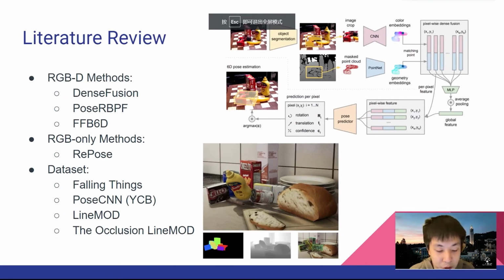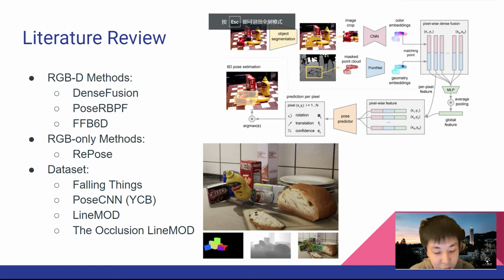We have read lots of related papers in this field. For 6D pose estimation with RGBD data as input, we have reviewed the DenseFusion, PoseRBPF, and FFB6D methods. The architecture of DenseFusion is presented on the right. It consumes RGB and point cloud data separately at first, and then fuses their features to feed the pose predictor network.